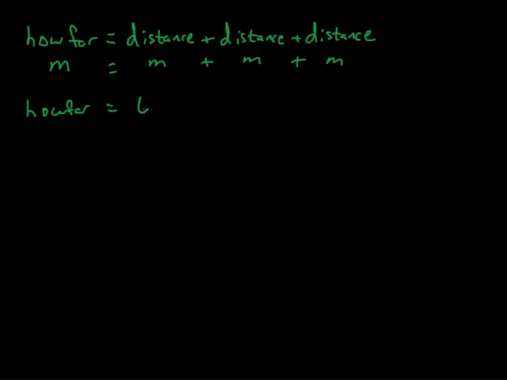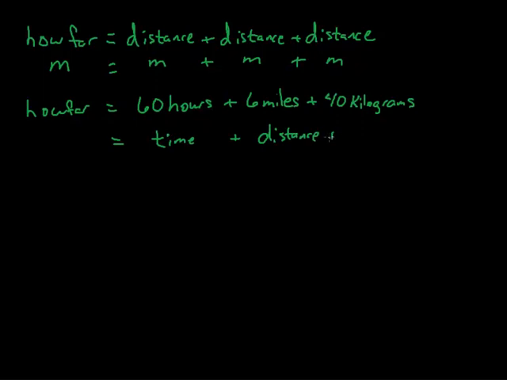However, if I said how far did I go and someone says, oh, I traveled for 60 hours, and then I stop for a while and I travel another 6 miles, then, oh, by the way, I have a certain amount of mass about me. I have 40 kilograms of mass. Does this make any sense? No, we know we can't add these quantities together. We know we cannot take a time, add it to a distance, and then add it to a mass. No, it just doesn't make sense.